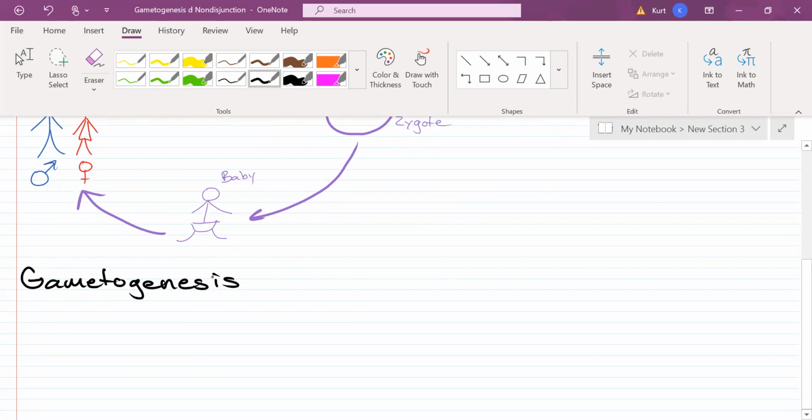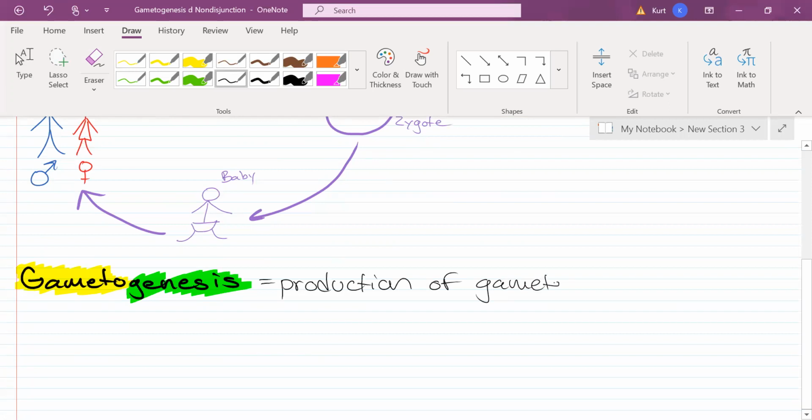All right, so gametogenesis. What is gameto in reference to? Sex cells, that's right. And what is genesis in reference to? The beginning of. So gametogenesis simply means the production or creation of gametes via meiosis. So when it comes to animals, meiosis and gametogenesis are pretty much the same thing.